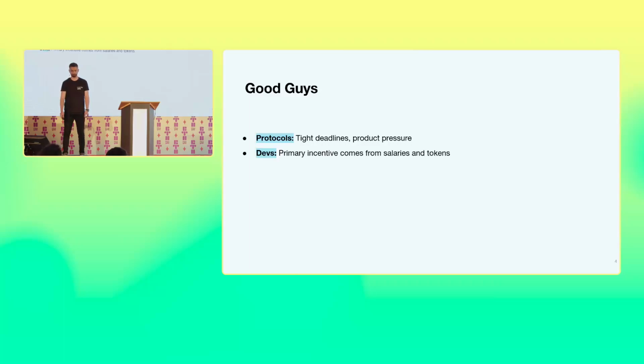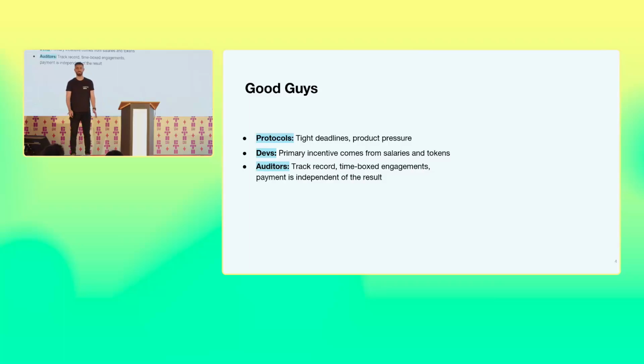So let's start with the good guys. And we have the protocols on the side. And protocols usually operate under tight deadlines and strong product pressure. And protocols hire developers. And the primary incentive of the developers comes from their salaries and occasionally from tokens, which are weakly aligned with the success of the protocol.